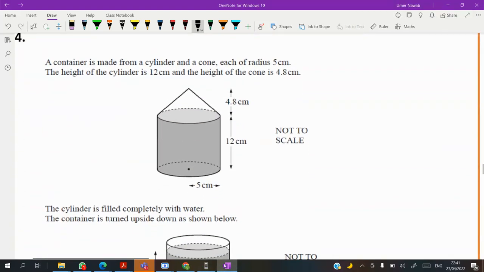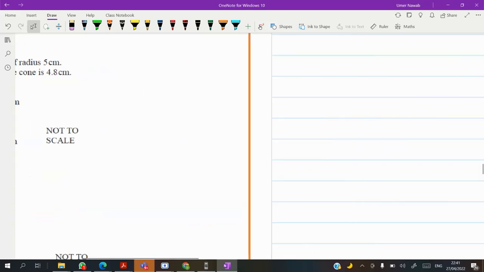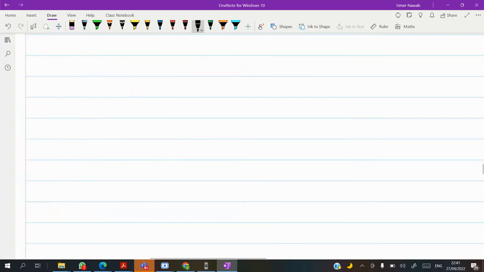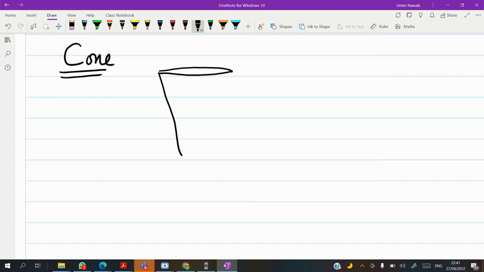Next, you can see the shape. It is made up of a cone and a cylinder. Let me discuss with you what a cone is. Likewise, like the sphere, he will provide you the volume and the surface area of the cone. Let me explain what the cone looks like. The cone looks like this.